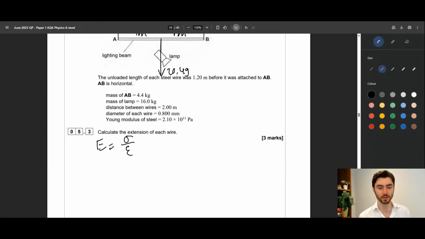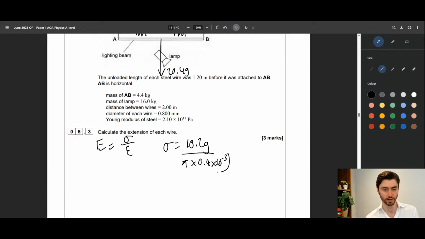Let's work out the stress. So the stress is the force, which would be 10.2 G over the cross-sectional area, which is pi times r squared. Now the diameter is measured, not the radius. So it's 0.4 millimeters is the radius, and we square that. And if I run that, I'm going to go, oh, no, guys, I press buttons. I shouldn't press buttons.